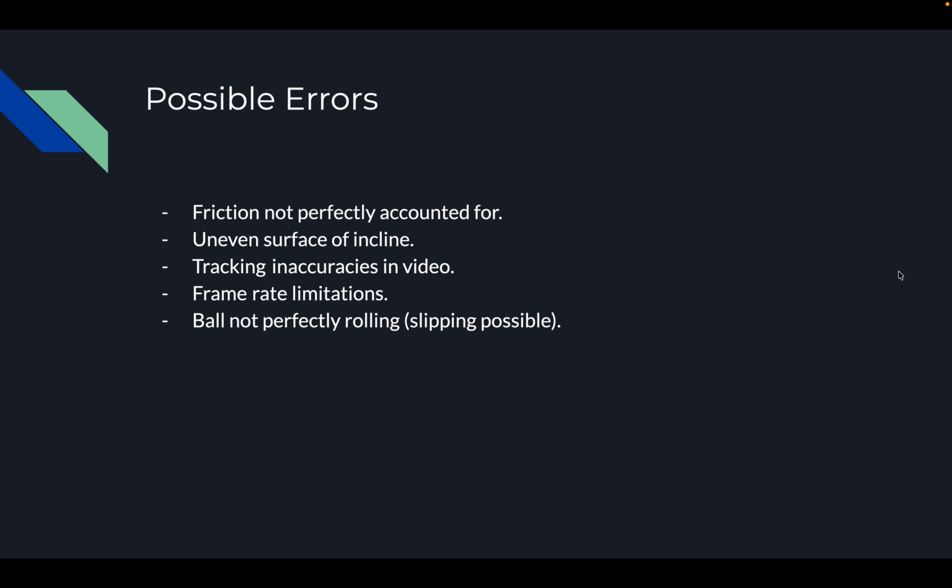Some possible errors. Our friction is not perfectly accounted for. There's an uneven surface of the incline. Tracking inaccuracies in the video. There are some frame rate limitations because of how short the video is. And the ball is not perfectly rolling, it's slipping instead.